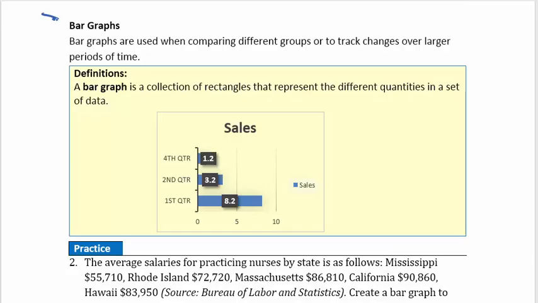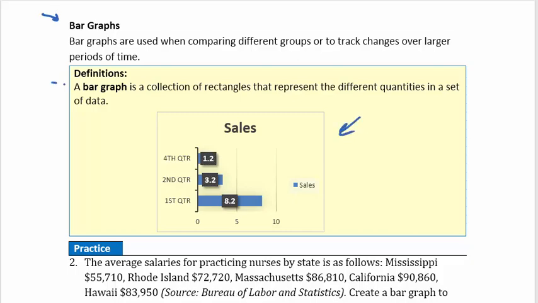Okay, next we'll talk about bar graphs. Bar graphs are used when comparing different groups or to track changes over larger periods of time. So a little different than the circle graph. That was kind of the breakdown of the population that we were looking at. Now with bar graphs, we're used to compare things, compare different events. And so I made another simple bar graph down here.